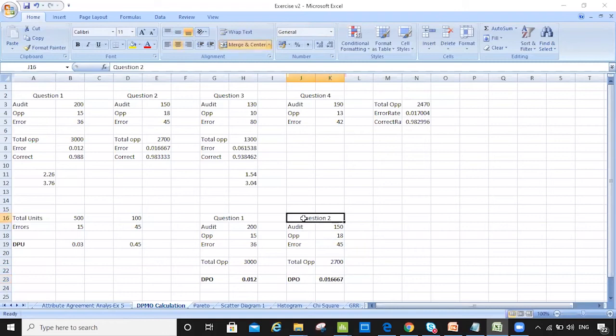Great. Now we will go to the final section, which is DPMO. How to calculate DPMO? DPMO, as you know, is defects per million opportunities. To calculate DPMO, first of all, we need to calculate DPO, which is defects per opportunity. Now we'll calculate defects per million opportunities. It is very simple. We just multiply this by 1 million: 1, 2, 3, 4, 5, 6. So if I have 1 million opportunities, I would have around 16,667 defects.